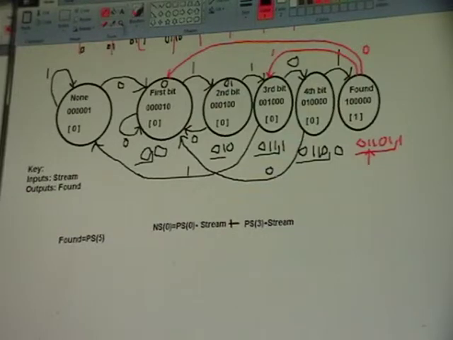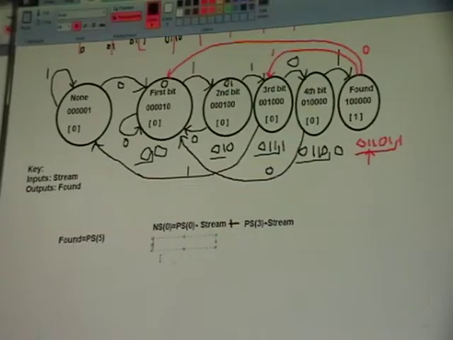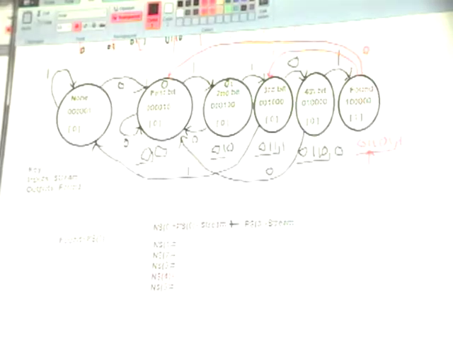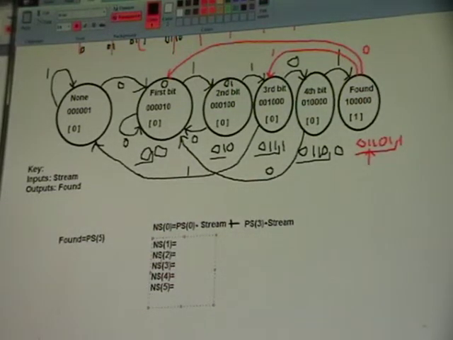Okay, to get all of the logic, you need to do this for next state 1, next state 2, next state 3, next state 4, next state 5. So there'll be more equations than the minimal bit logic, but each equation will be simpler.